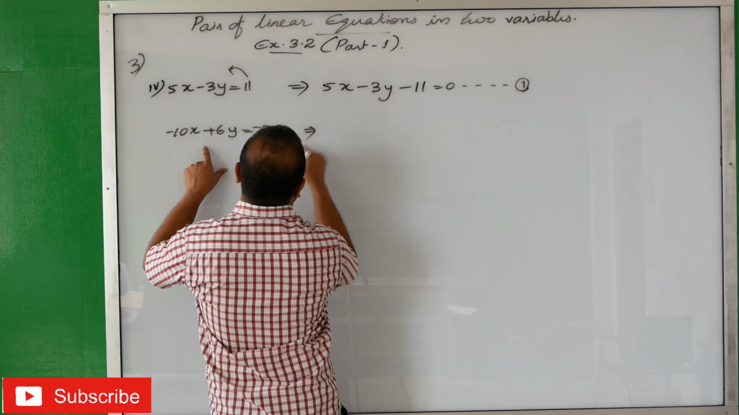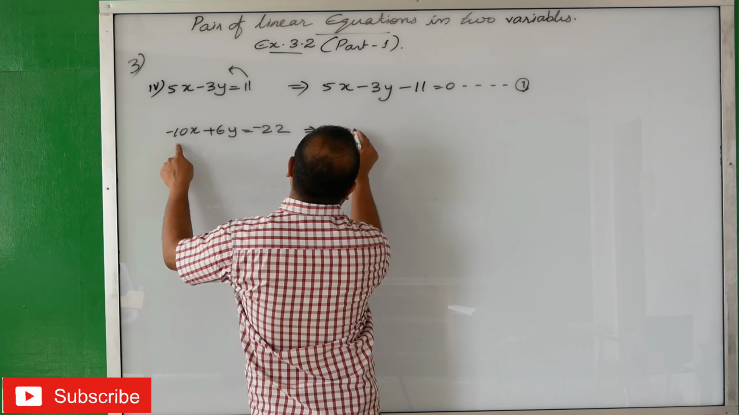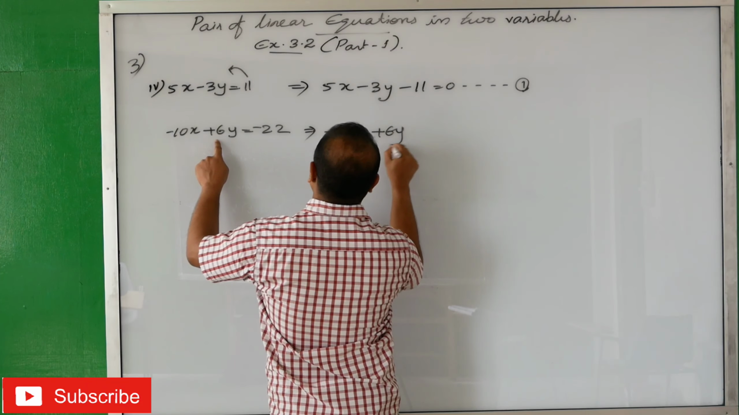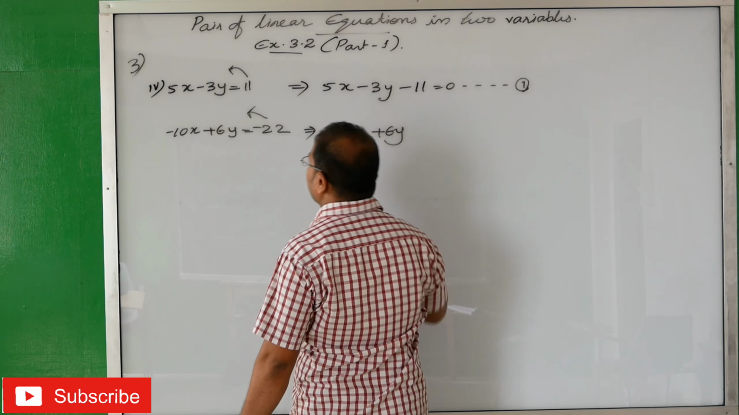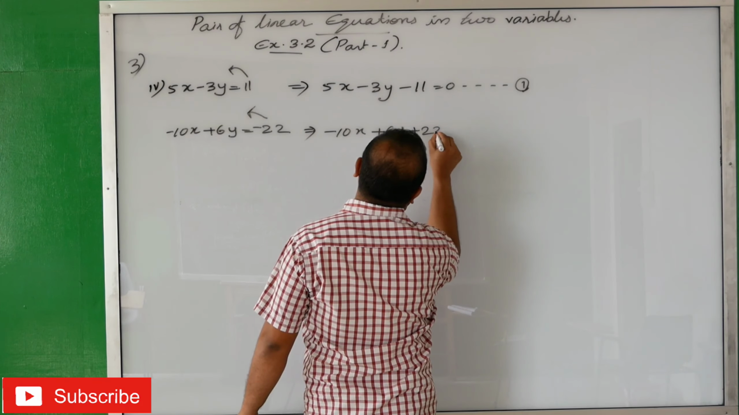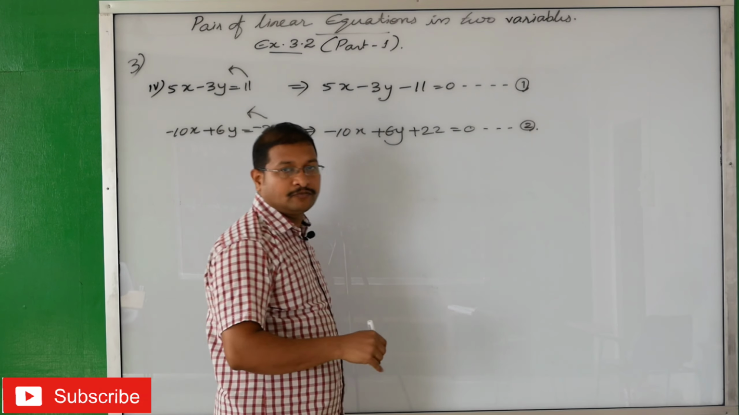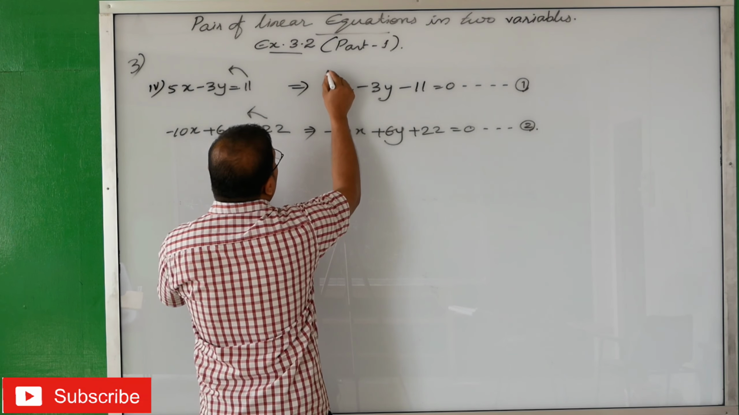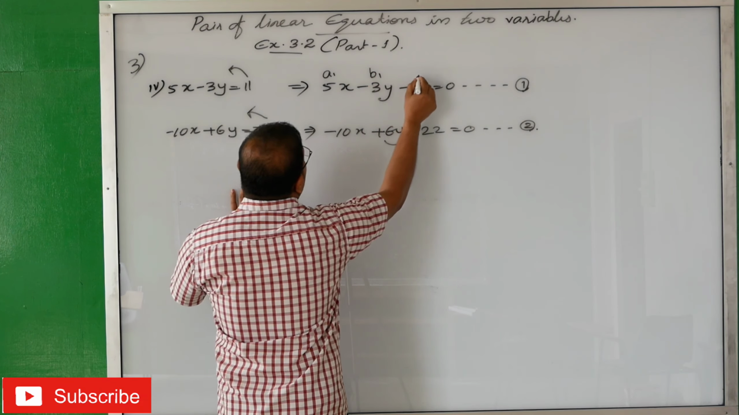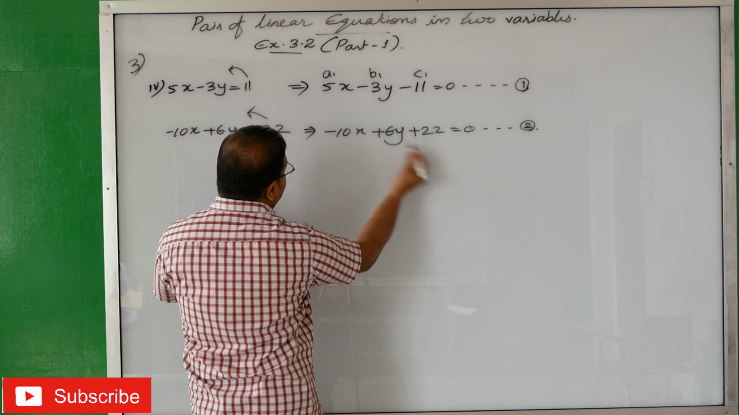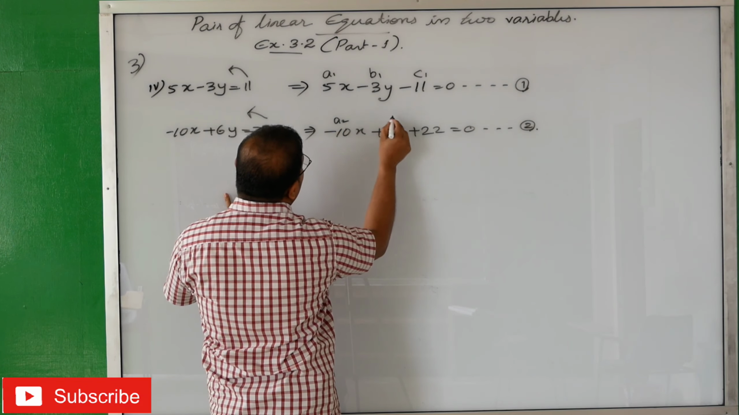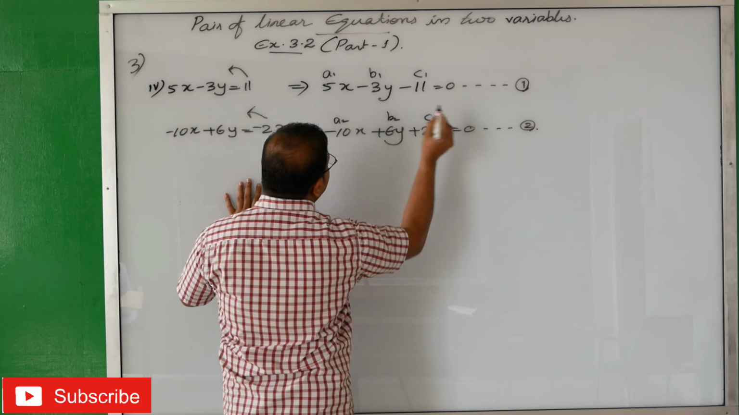Ready? Second equation. This implies minus 10x plus 6y. This minus 22 goes to the next side, plus 22 equal to 0. This is equation number 2. Ready? Now from the first equation we will find out A1, B1, C1. From the second equation we will find out A2, B2 and C2.